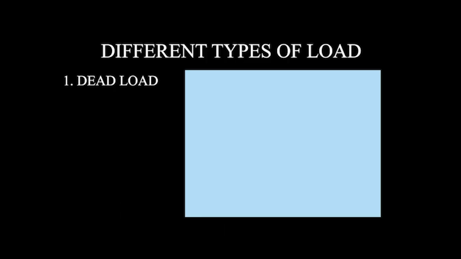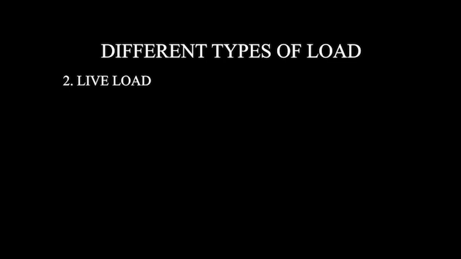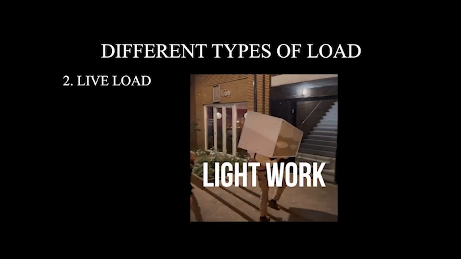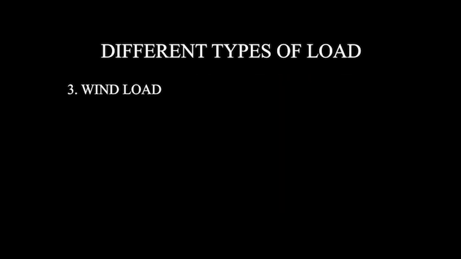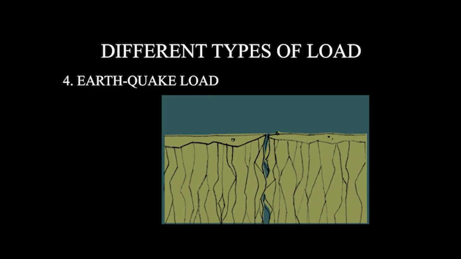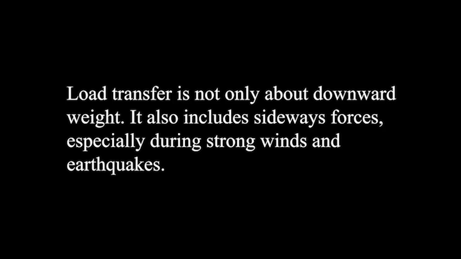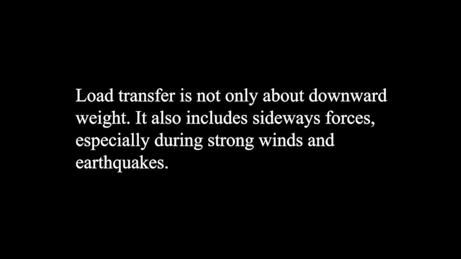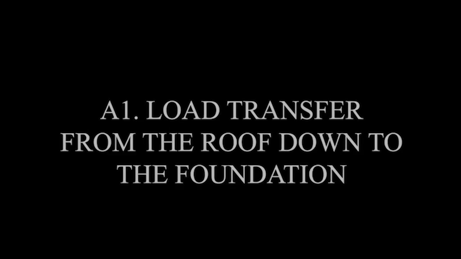There are different types of loads. The first is dead load. This is the permanent weight of the structure itself, such as the roof, walls, beams, columns, slabs, and finishes. The second is live load. These are movable loads such as people, furniture, vehicles, and equipment. The third is wind load, which pushes the entire structure from the side. The fourth is earthquake load, which shakes the structure horizontally and vertically. So, load transfer is not only about downward weight, it also includes sideward forces, especially during strong winds and earthquakes.